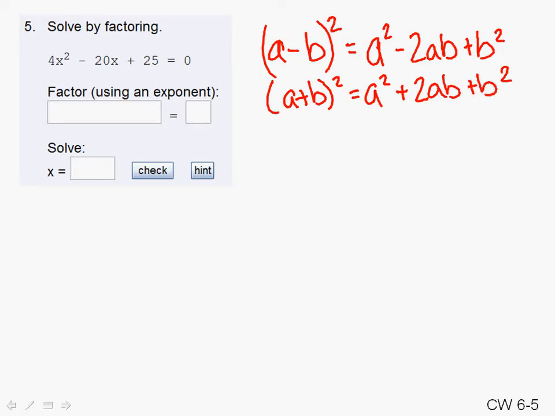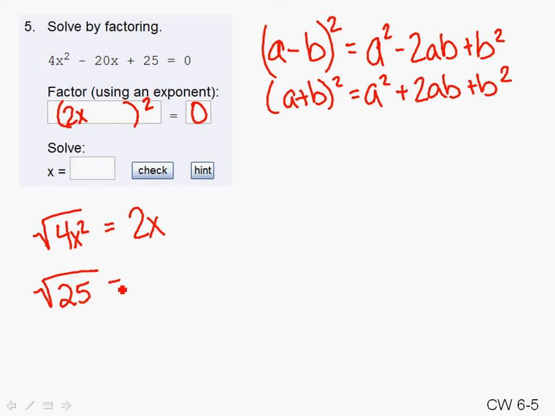In looking at this pattern and knowing that this question has a factor using an exponent, which means we're going to have one factor squared that equals 0, we can take the square root of the first term, so the square root of 4x squared, to get our a value. That would be 2x. So 2x would be our a value. Our b value would be the square root of the last term, which is 25. Square root of 25 is 5, so our last term in our factor should be 5.